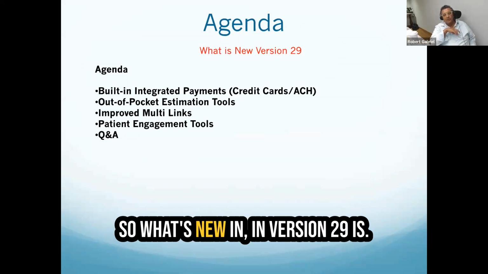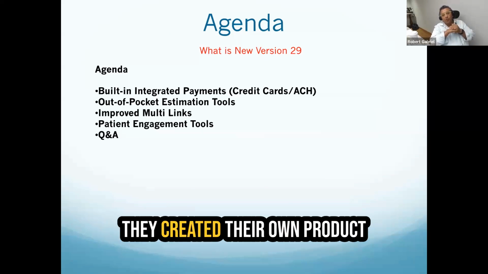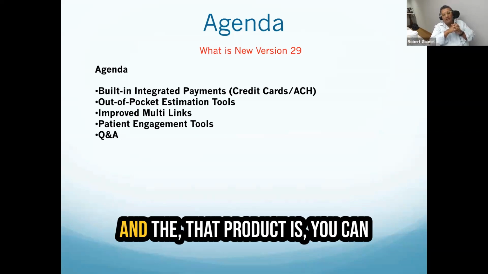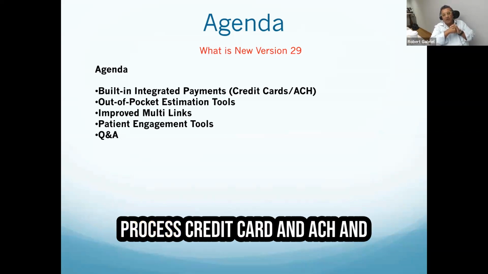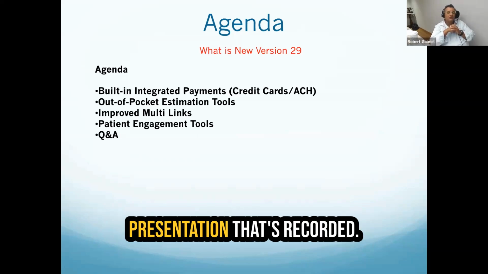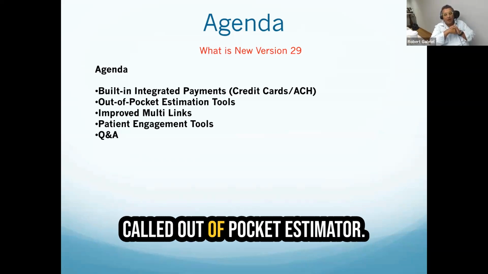So what's new in version 29 is integration with MEDISOFT. Now MEDISOFT created their own product to integrate with MEDISOFT. And that product is you can process credit card and ACH, and I'm going to show you a quick presentation that's recorded. Then there's something called out-of-pocket estimator.